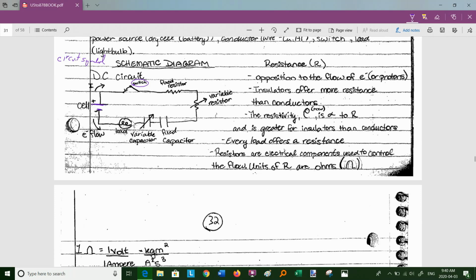And there's other schematic symbols that we'll look at. We have the ground, which is this symbol here. Batteries in series could be written like this. Batteries in parallel is different.